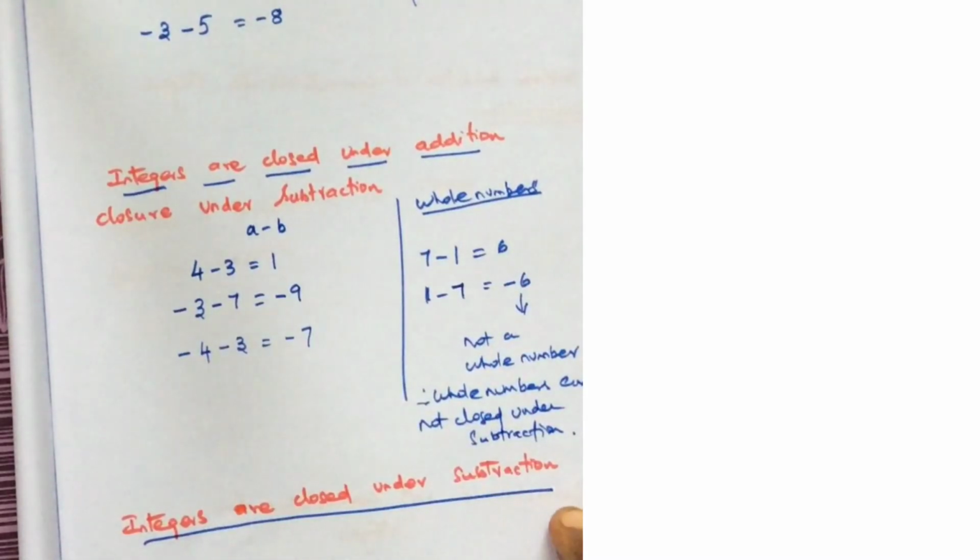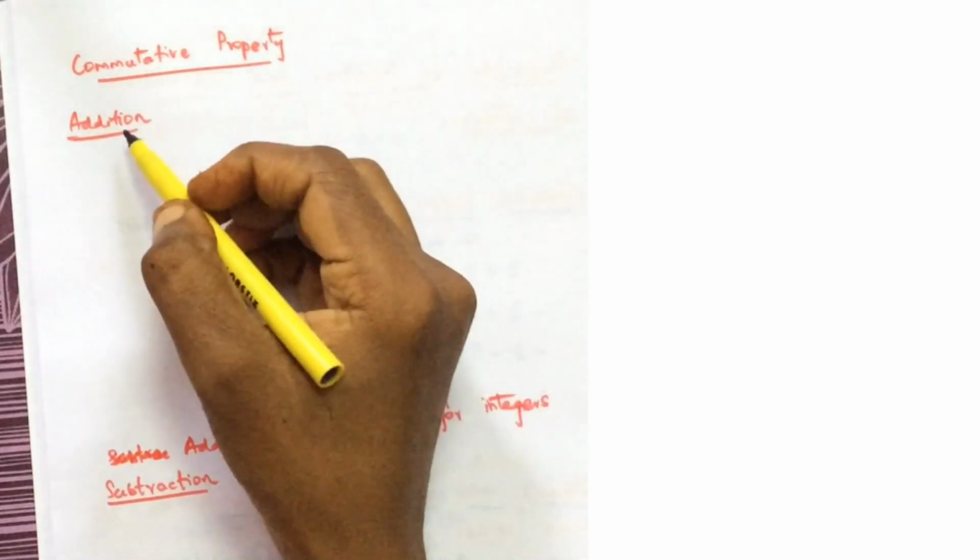We can conclude by saying we studied that whole numbers and integers both are closed under addition. When it comes to subtraction, only integers are closed under subtraction. Whole numbers are not closed under subtraction. The next property is the commutative property. First we will start with addition.